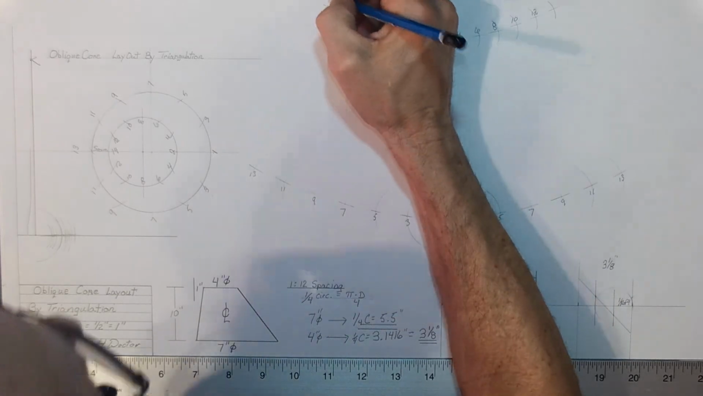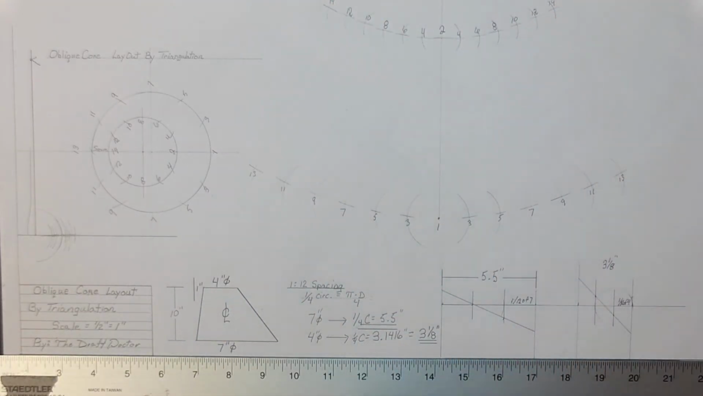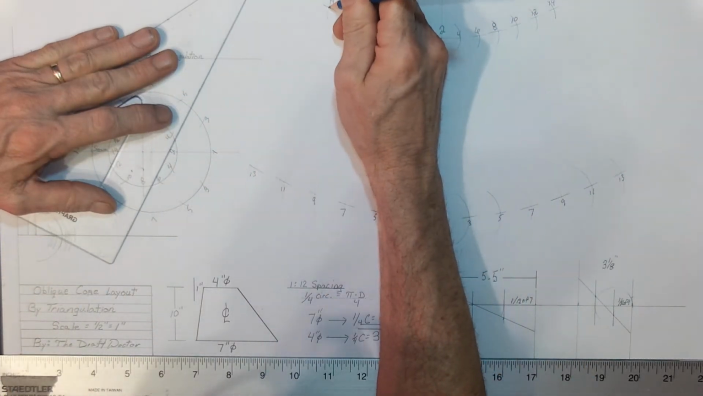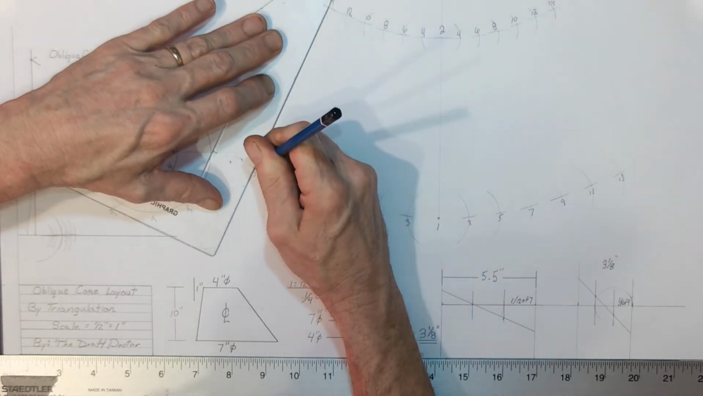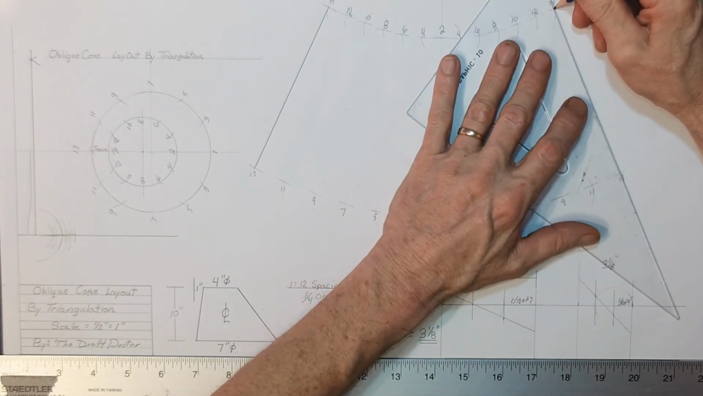Document. I'm out of numbers. Connect the dots. From 14 to 13.